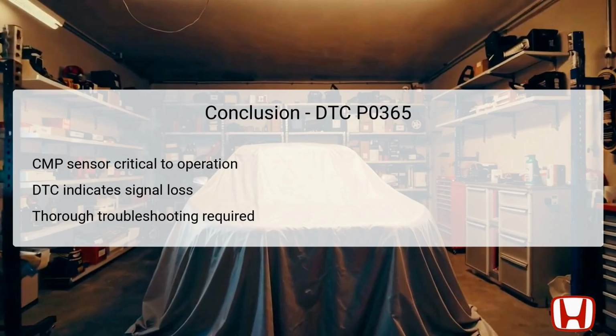In conclusion, DTC P0365 directly relates to the camshaft position sensor circuit, indicating a loss of signal that can severely affect engine performance. This code signifies that immediate attention is necessary, as any disruption in the operation of the CMP sensor can lead to poor engine timing and efficiency issues. The comprehensive troubleshooting process outlined helps in effectively diagnosing and resolving such issues by identifying whether the sensor, the wiring, or the engine control module is at fault.